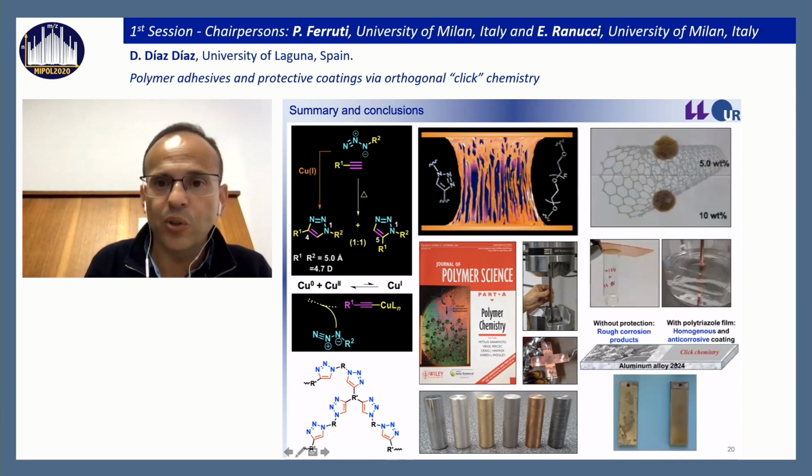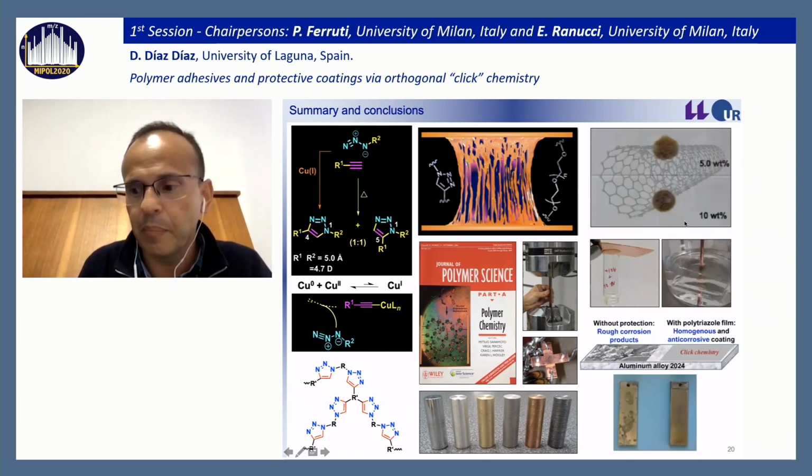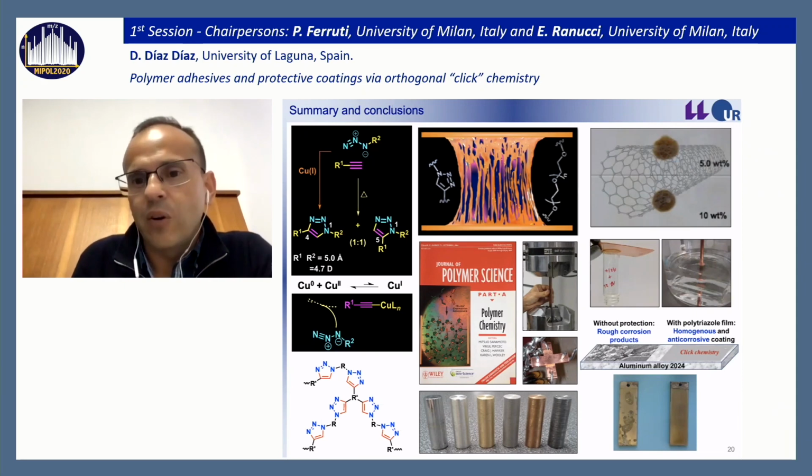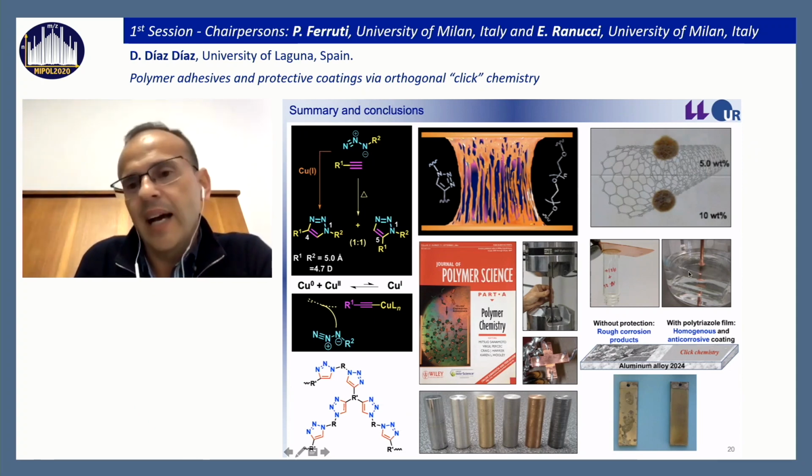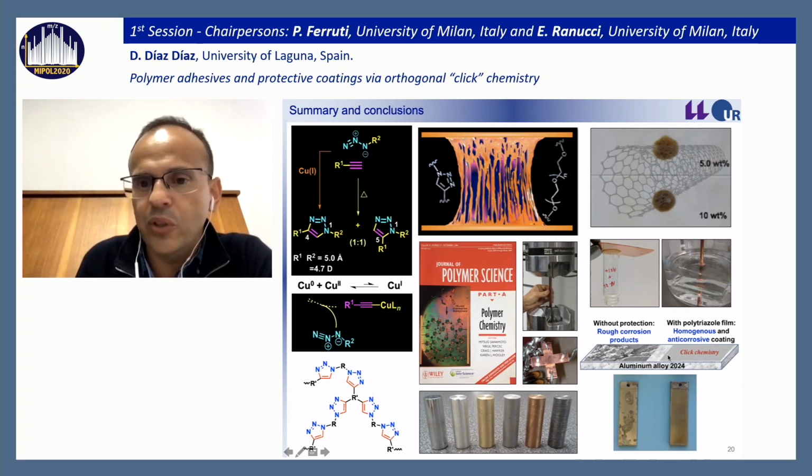We can also make conductive polymer. We can also do adhesive between metal and glass. We can do it underwater. And most interestingly, we can do very nice anti-corrosion coatings for metal like aluminum, right?